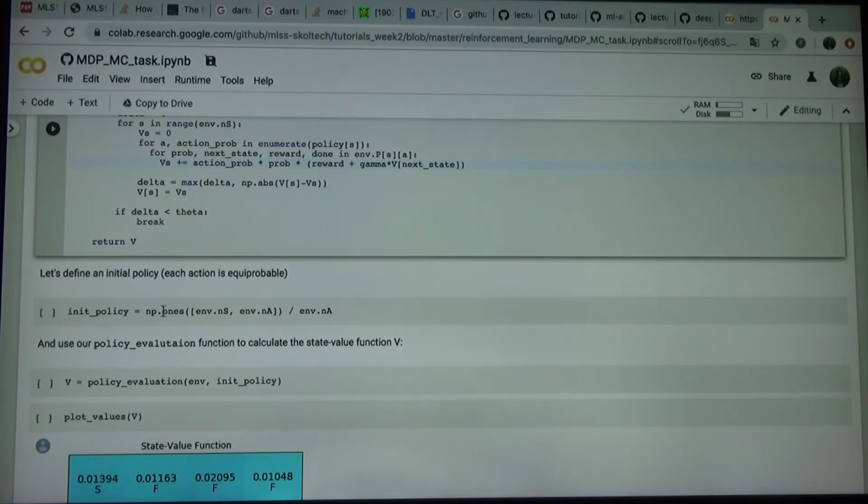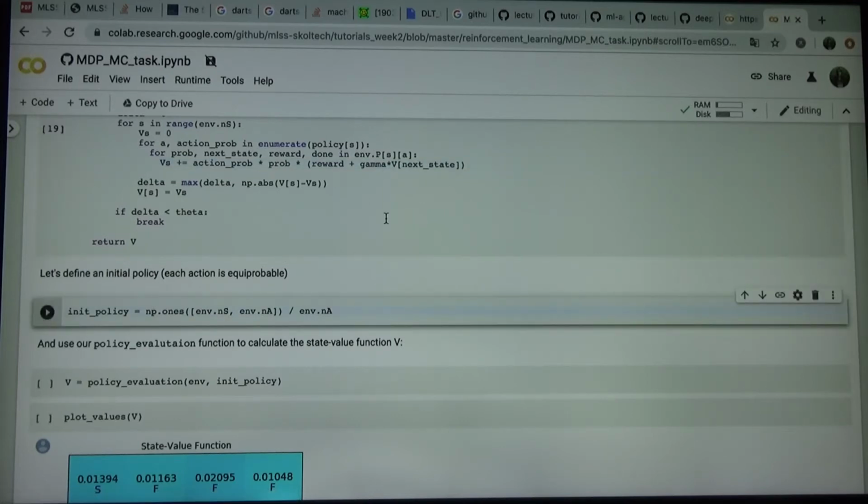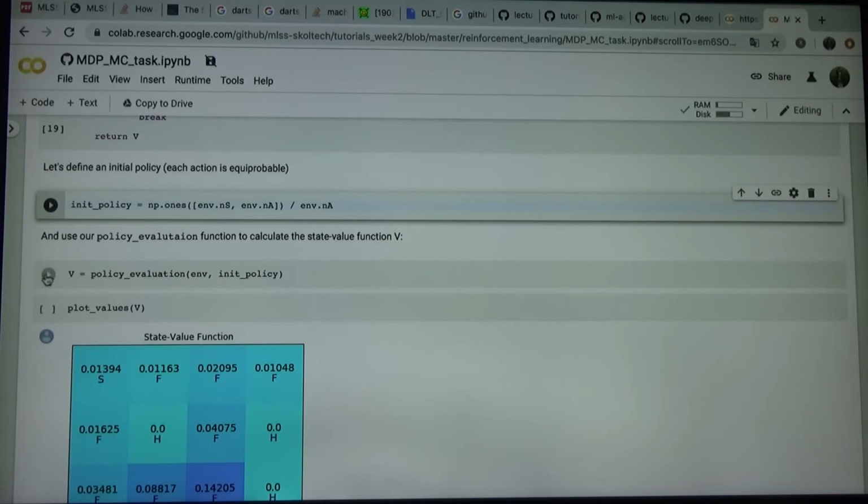Okay, so let's do some initial policy. In this case, let's do the case where each action is equiprobable. So basically the probability of each action at each state is going to be 0.25. So this is our initial policy.